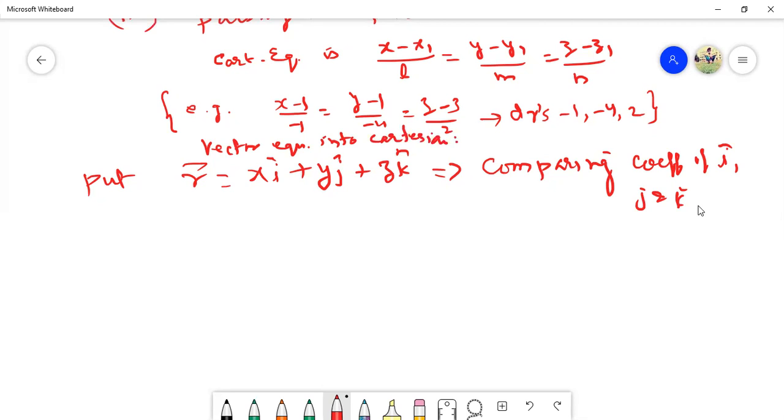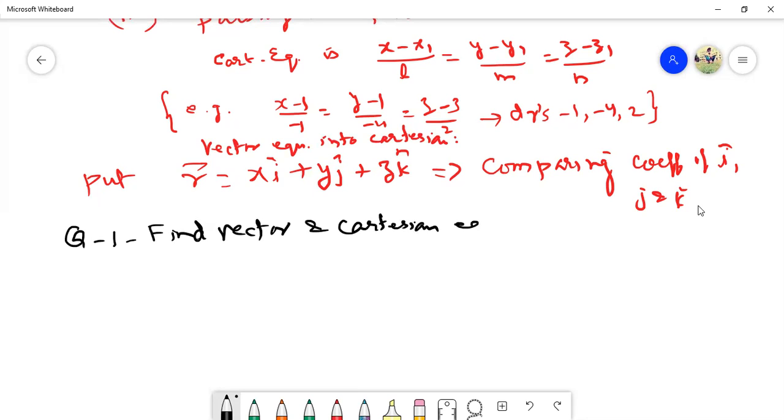Okay. Now we can have some questions so that you can understand better. Now we are taking one question. Find the vector and Cartesian equation of a line. So they have asked for both forms, Cartesian and the vector form.